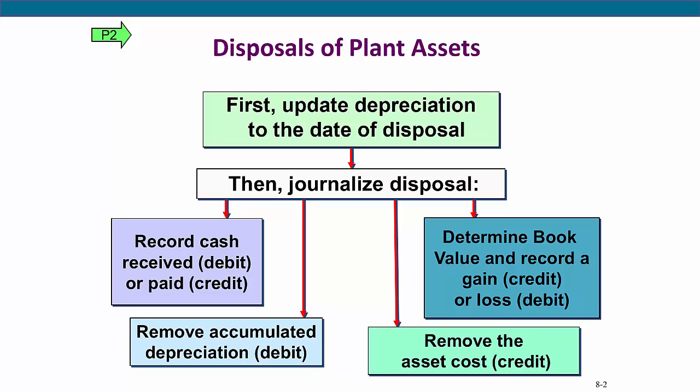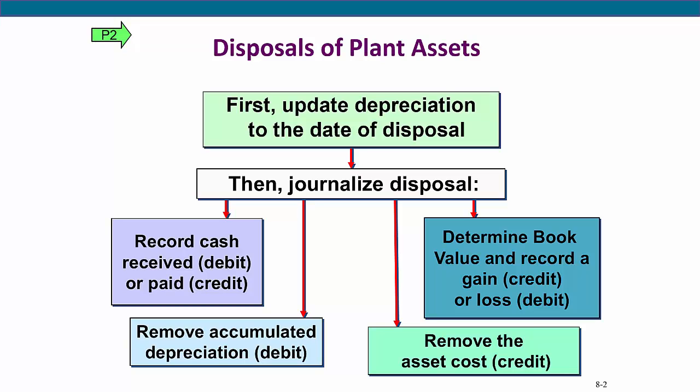In addition, the methodology used for disposals of plant assets can be applied to the disposition of any long-lived asset. Whenever we dispose of a plant asset, the first thing we do is update depreciation to the date of disposal. After completing the update, we can prepare the journal entry. We do so by recording a debit to the cash account if cash was received, or a credit to the cash account if for some unhappy reason cash was paid by the company to get rid of the asset.